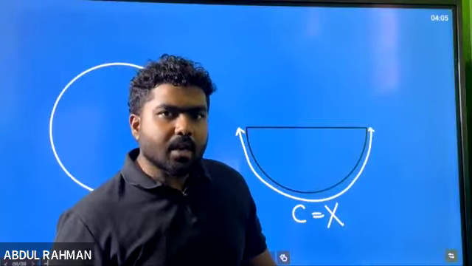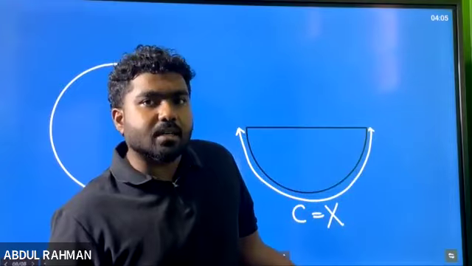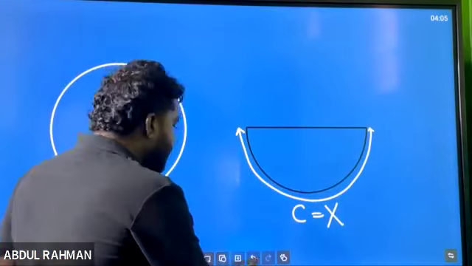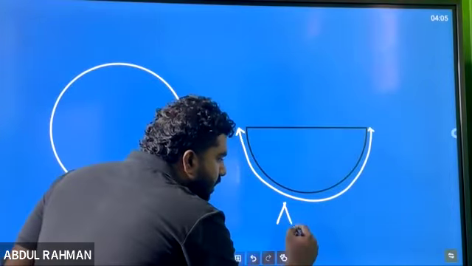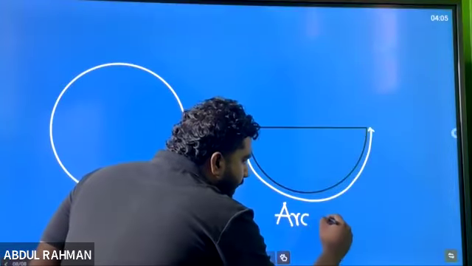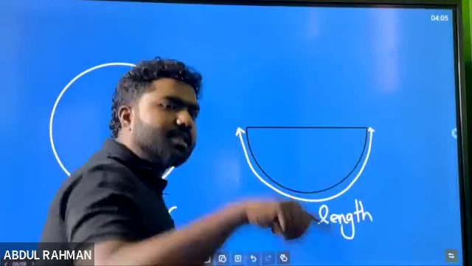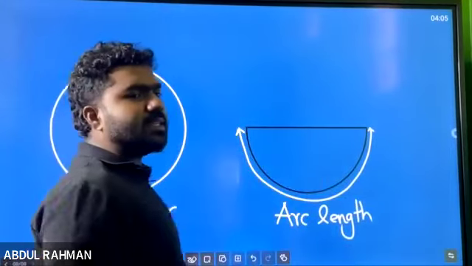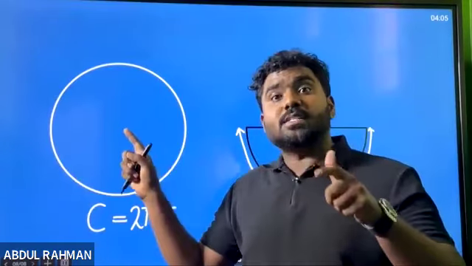Now you can ask me, sir, then how do I define the curved length of a half a circle? I would say there is another name for it called arc length. You draw an arc. It's called arc length. Always remember, for a full circle, the curved portion is called, again I'm repeating, for a full circle.